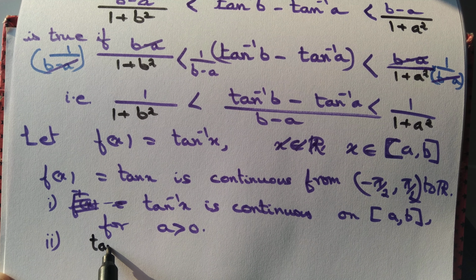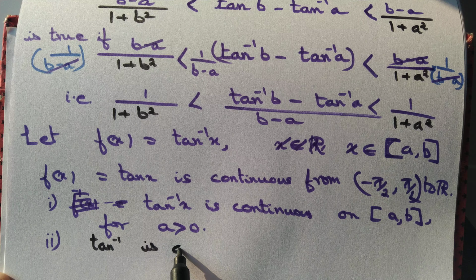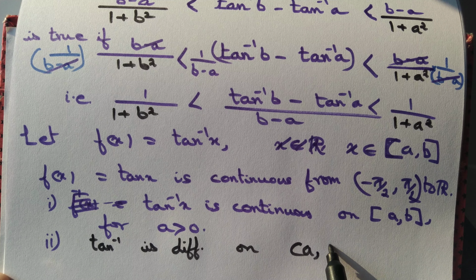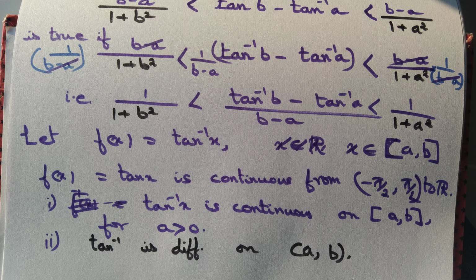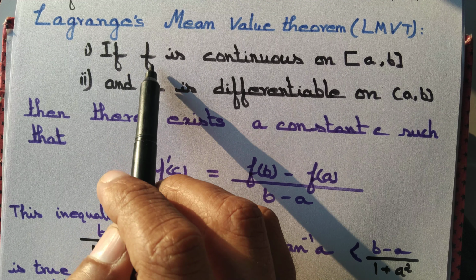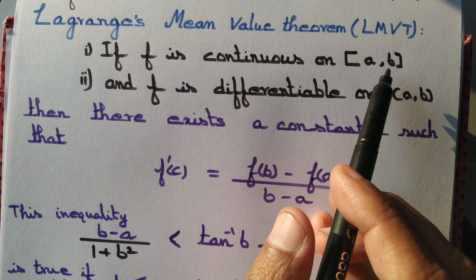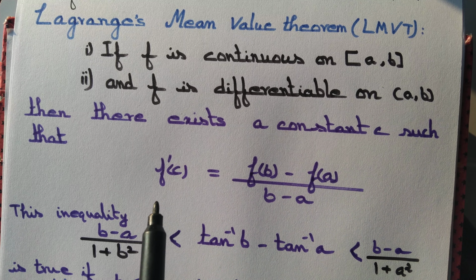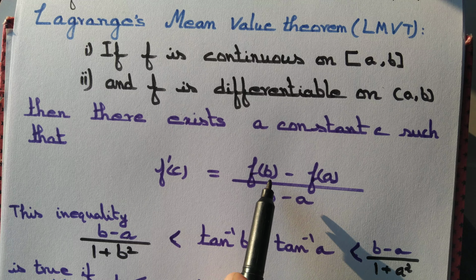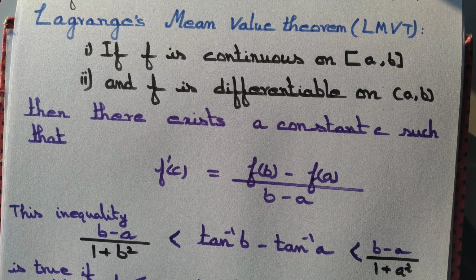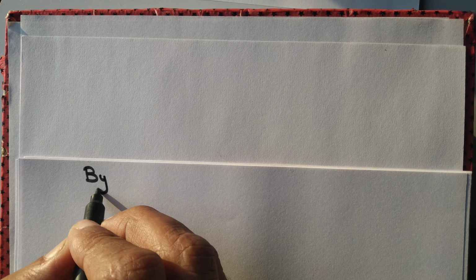Tan inverse is differentiable on the open interval (a, b). It is in fact differentiable throughout R, and you know that the derivative of tan inverse of x is 1 by 1 plus x square. So by Lagrange mean value theorem, if a function is continuous on the closed interval and differentiable on the open interval, there exists a constant c such that f dash c equals (f(b) minus f(a)) by (b minus a).